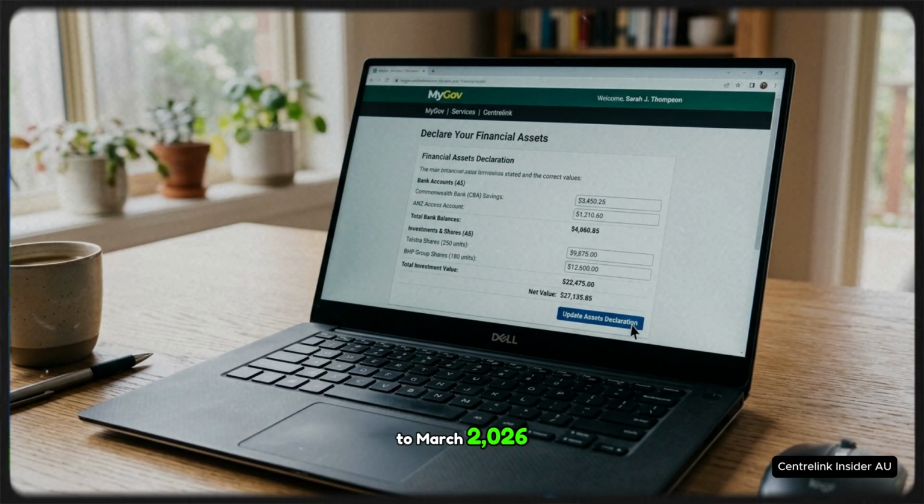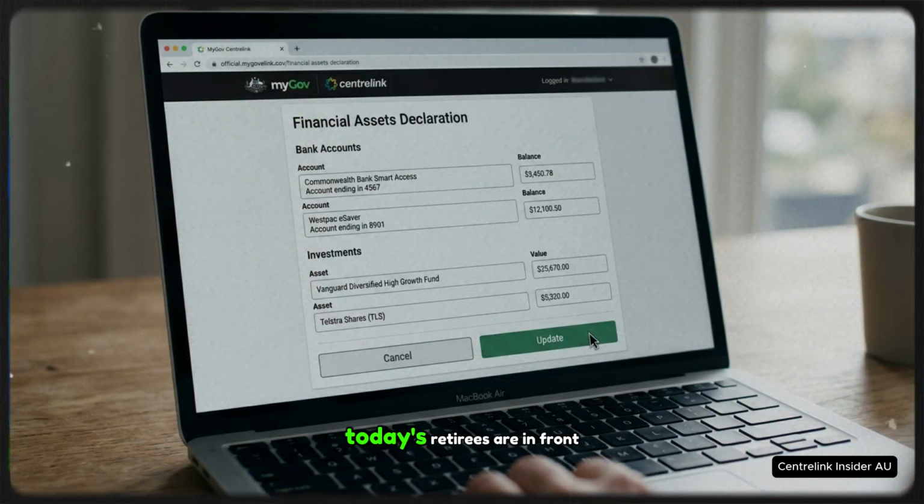Fast forward to March 2026 and the cash rate is 4.1% at the time of writing, while the top deeming rate will be 3.25%. In other words, today's retirees are in front on the deeming rate game. This means that the current upper deeming rate of 3.25% is actually below the Reserve Bank cash rate of 4.1%. For pensioners whose actual savings are earning competitive rates of 4% to 5% on term deposits or high-interest savings accounts, the deeming assumption of 3.25% is more favorable than their actual return.